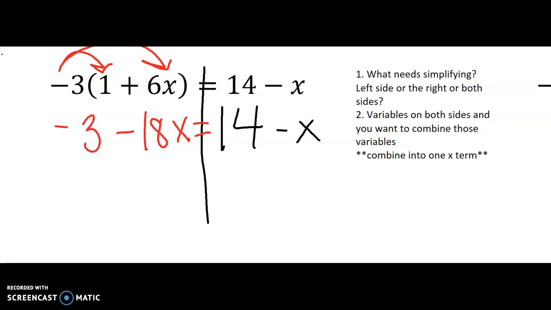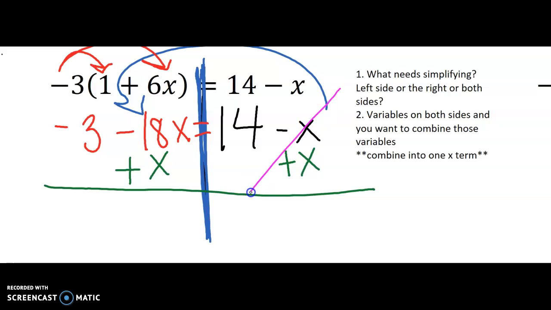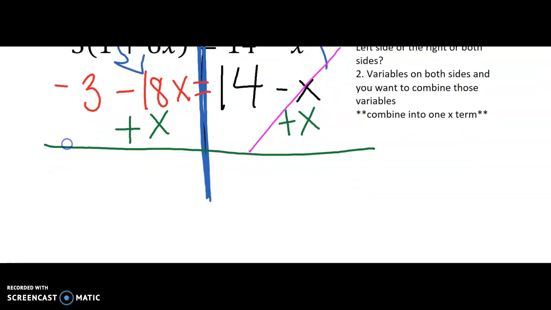and I'm going to move my x over to the other side with this one. And because I'm crossing it over this line, I have to change the sign. So I'm going to do plus x to get rid of it on the right and to move it to the left like this. Notice that that's because I'm crossing it over the blue line, over the equal sign.